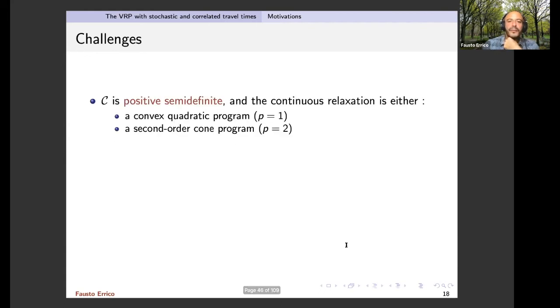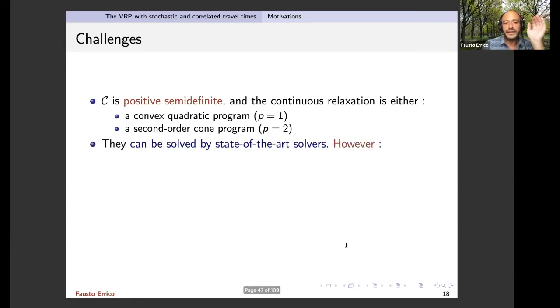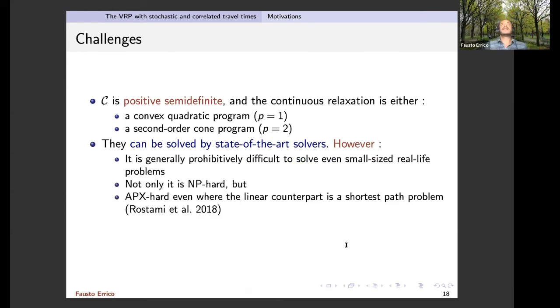Now, what are the challenges here? Well, the matrix C, because it's a correlation matrix, is positive definite. So in theory, state-of-the-art solvers could solve them. However, it is generally very difficult to solve them, even for small size problems. They are also not only NP-hard, but also hard to approximate. So we're dealing with problems that are very, very difficult.